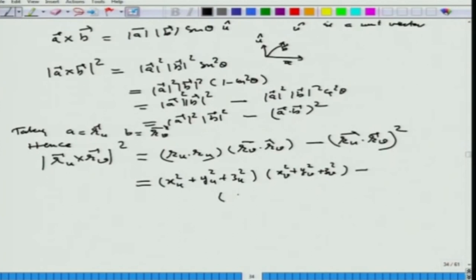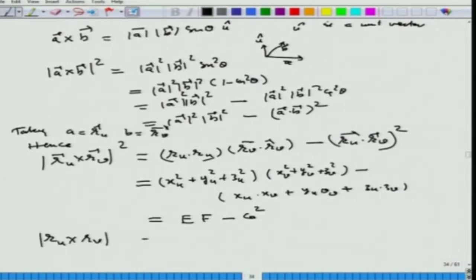here x_u x_v plus y_u y_v plus z_u z_v, squared. So, this is what we got, which we denote as E, this denoted as G, and this is minus F squared. So, EG minus F squared. Therefore, we get |R_u × R_v| as the square root of EG minus F squared. So, this is E, this is G, and this is F squared, and that is what we have here.